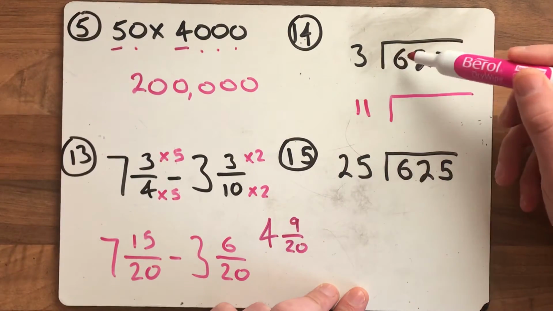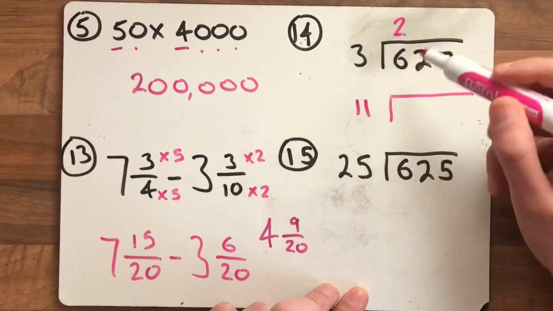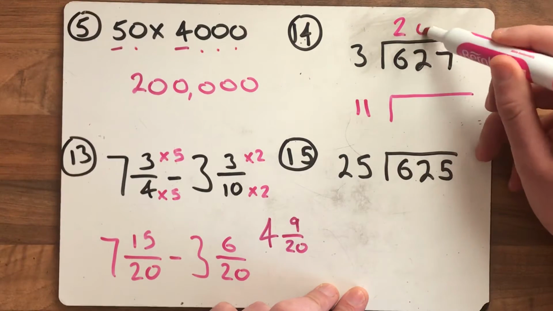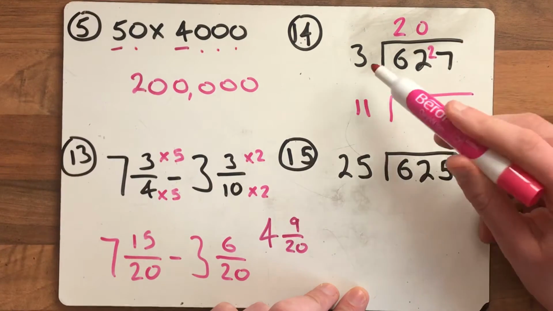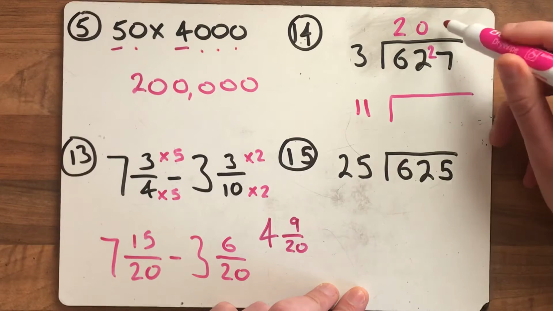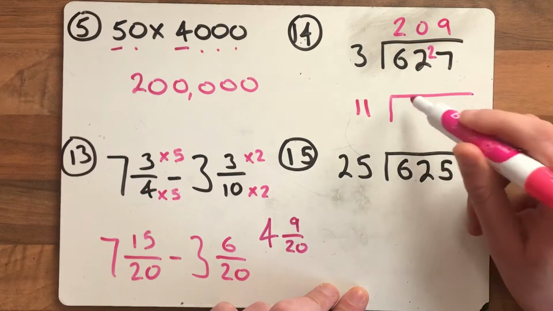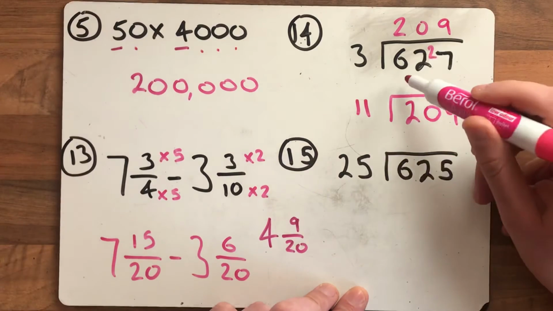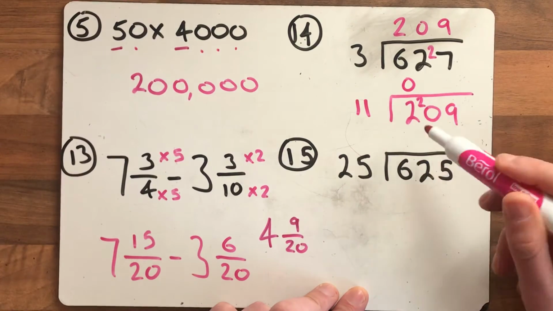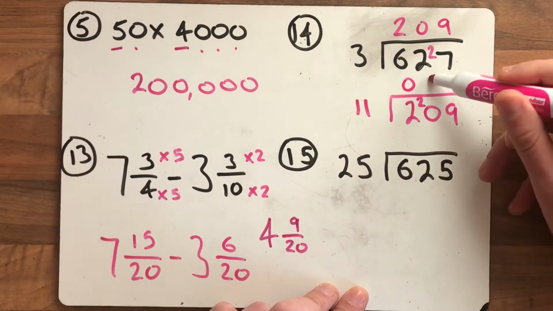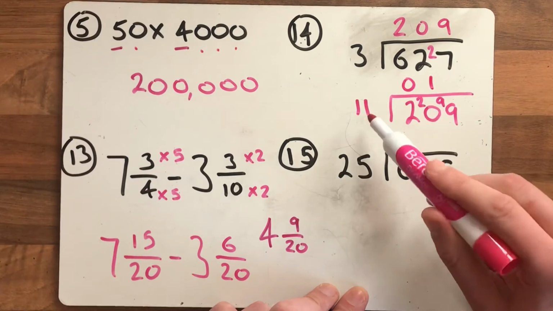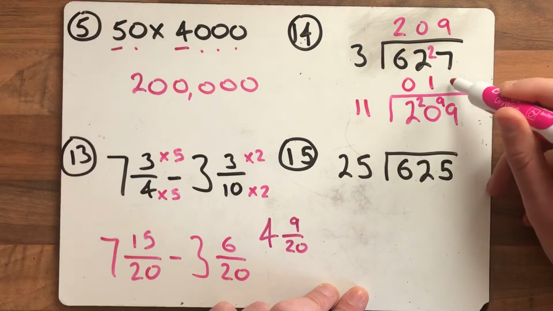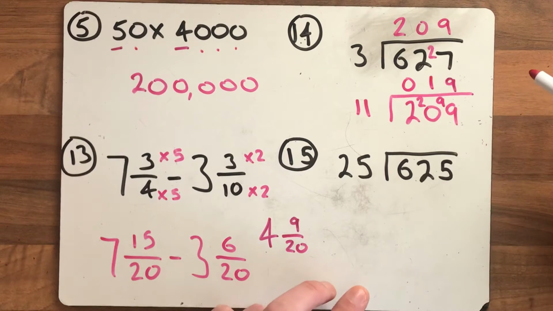So how many times does 3 go into 6? Twice. How many times does 3 go into 2? It doesn't. Carry the 2 over. How many times does 3 go into 27? It's 9. And then the 209 now comes down here. How many times does 11 go into 2? It doesn't. Carry it over. How many times does 11 go into 20? Once, with 9 left. How many times does 11 go into 99? 9 times, so 19 is your answer.